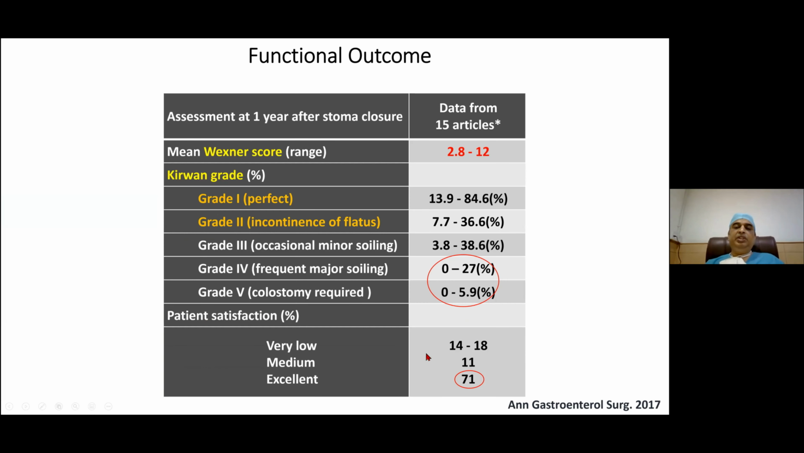You can see with a lot of data that you can achieve continence in at least 60 to 70% of patients. Only grade 4 or grade 5 severity is seen in only 5 to 20% of patients. So you can say that most of the patients, around 70%, are satisfied with the ISR because they have got the normal passage with the preservation of the sphincters.